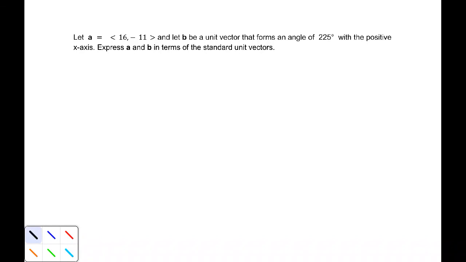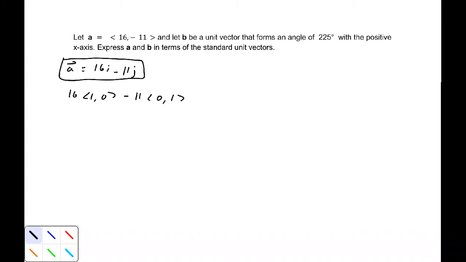Well, vector A will simply be equal to 16i minus 11j, because we could write that as 16 multiplied by the vector 1, 0, that's i, minus 11 multiplied by the vector 0, 1, which is the j vector. So there is A in standard unit vector notation.